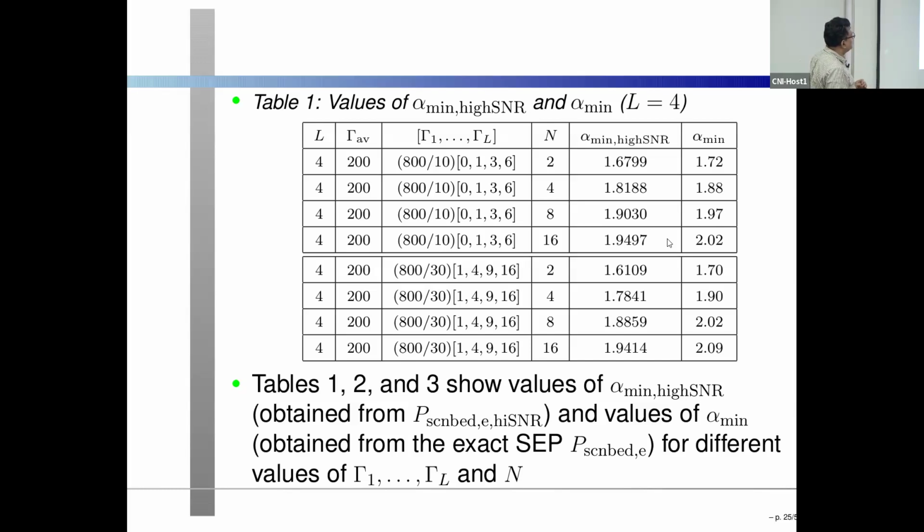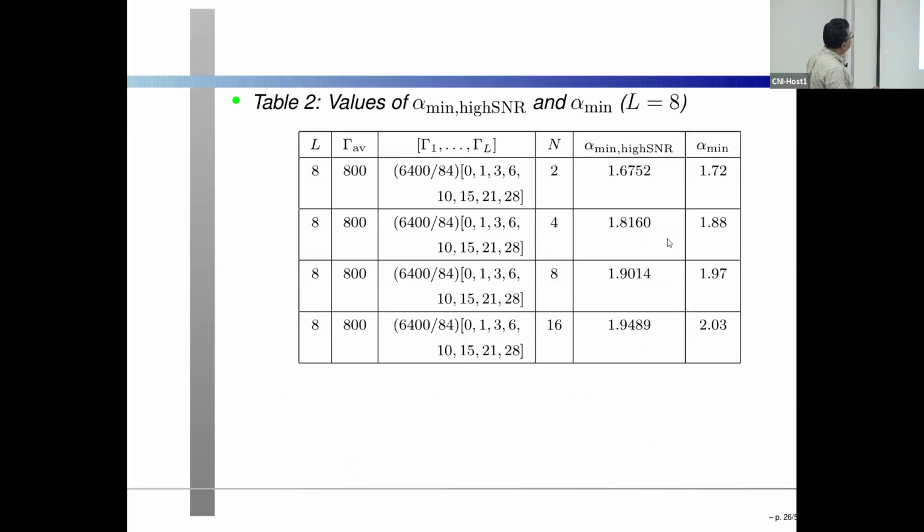Sorry. Okay. So this table is for L equal to 4, and this one is for L equal to 8. Here again you can see deviations from 2 as the minimum for both. This is 800 as gamma average, which is 29 dB. Right? Yes.